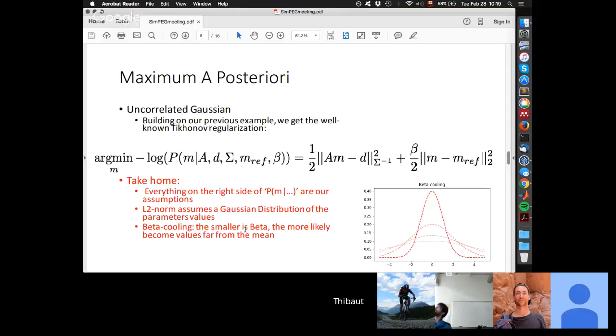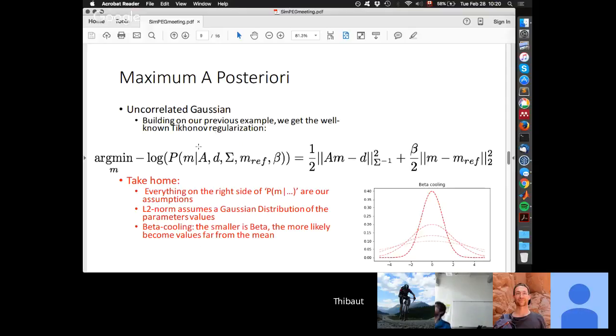I didn't put the intermediate steps, but when I minimize the minus log of my probability of M, I get back my data fitting term we saw before, and my regularization term. So from the probability, we got back the Tikhonov regularization.